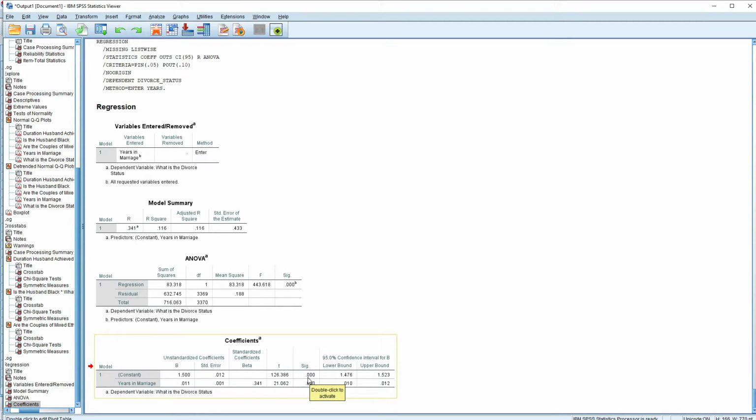Therefore, there is a significant association between the years in marriage and the divorce status. However, checking the unstandardized B value, which gives us the correlation, the R square gives us the correlation value as 11.6%, and checking the unstandardized beta value that gives us the beta, or the slope, of the linear correlation, as 0.011, indicating that also the correlation is low. Therefore, this one is always converted to an equation such as this.